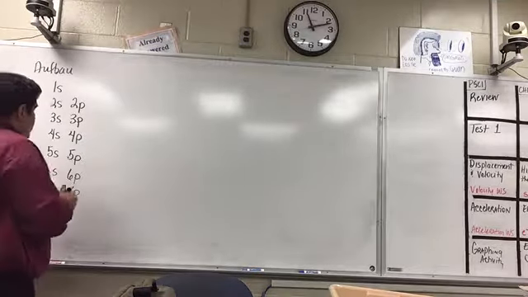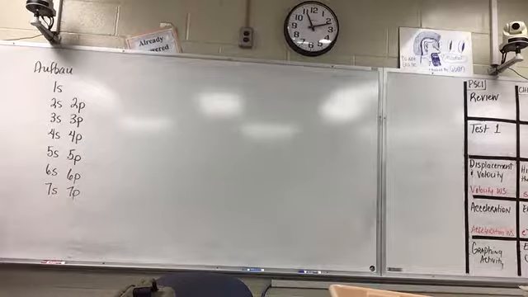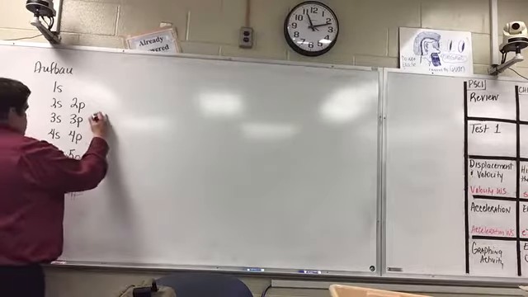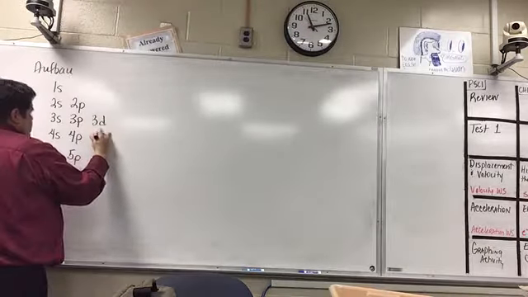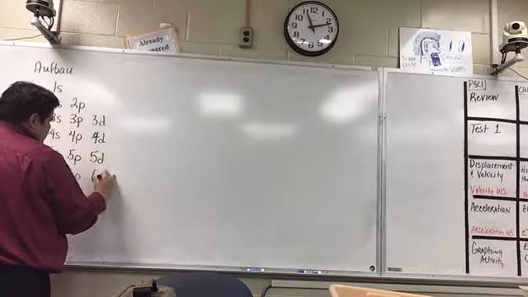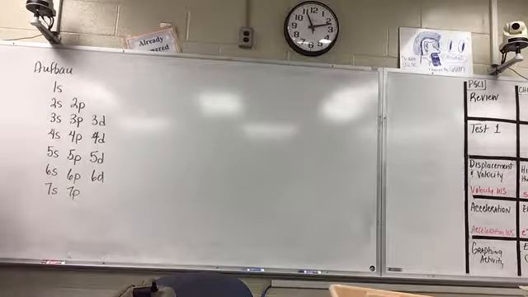Now, the next orbital is the what? The d orbital. Okay? The d orbital starts at the 3 level. So we have 3d, 4d, 5d, 6d, and that's it. All right? There is no 7d.